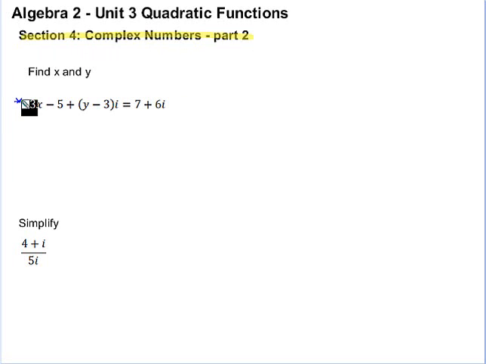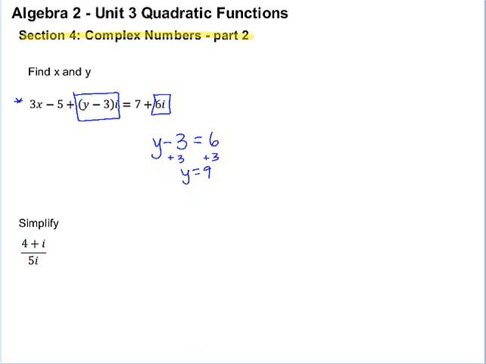If we have 3x minus 5 plus the quantity y minus 3 times i is equal to 7 plus 6i. Notice on the right-hand side of the equation we have a 6i, that's 6 being multiplied by i. On the left-hand side of the equation, we have a y minus 3 times i. Since those are both being multiplied by i, it would mean that our y minus 3 would have to equal 6. So we would solve that, add 3 to both sides, so that means our y should equal 9.